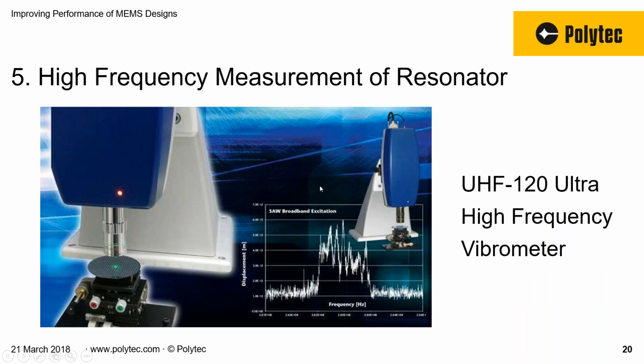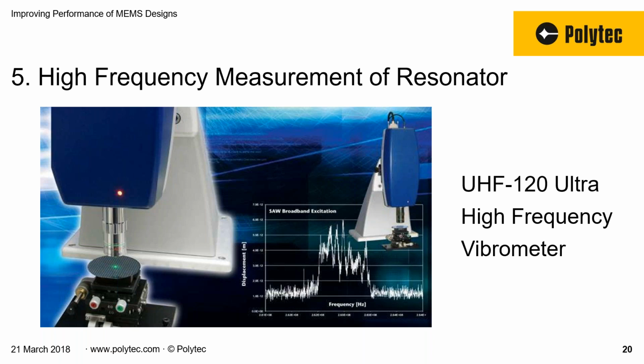Another capability that we have for characterizing MEMS is looking at ultra high frequencies. We're able to look at resonators and devices that go out to gigahertz frequencies. This is using our ultra high frequency vibrometer, the UHF 120. This is a specialized system that we have for looking at these frequencies. The current capability is 2.5 gigahertz on the system, and so far that's what we're able to push the frequency out to.